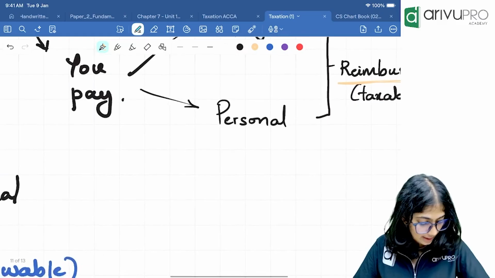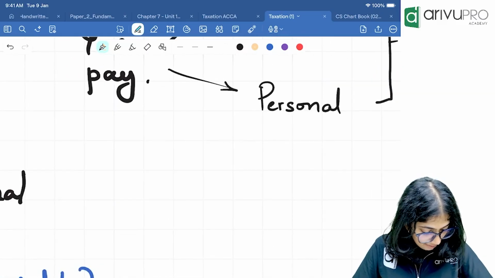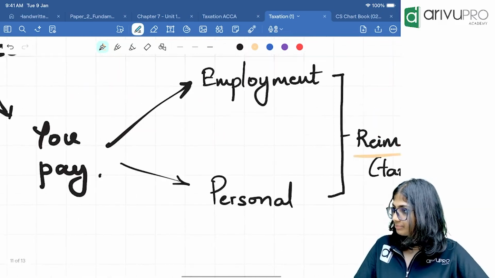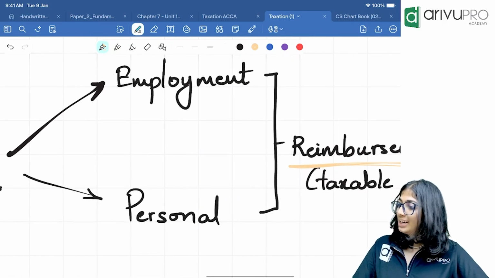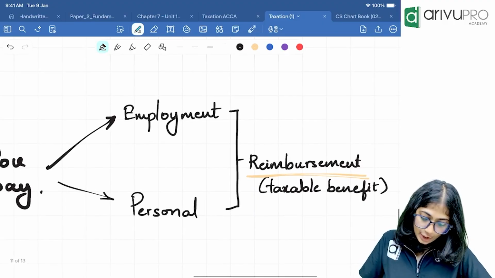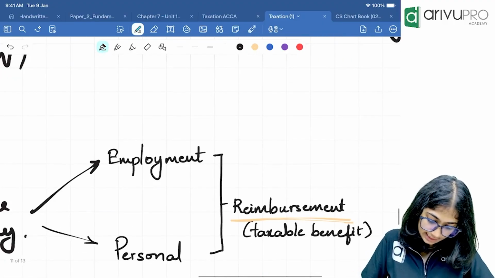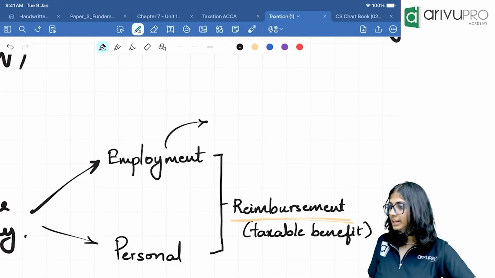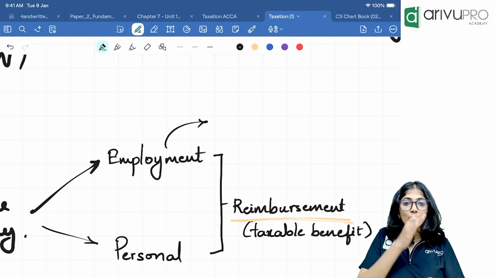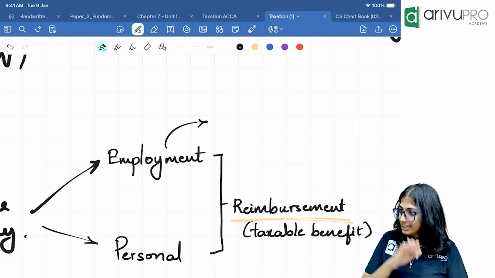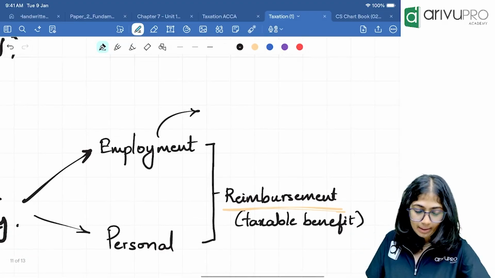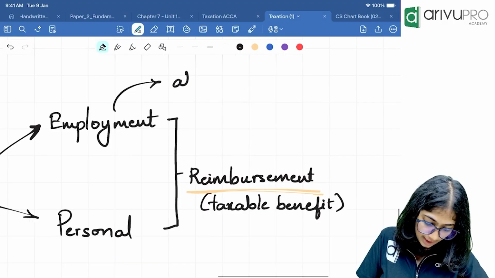For example, if the home telephone bill is fully reimbursed, that is your employment part and your personal part is being reimbursed, and you claim a deduction on this employment aspect, right? What did we discuss? Any expense that is wholly, exclusively, necessarily in the performance of duties, it has been incurred. You claim a deduction, it is an allowable deduction.